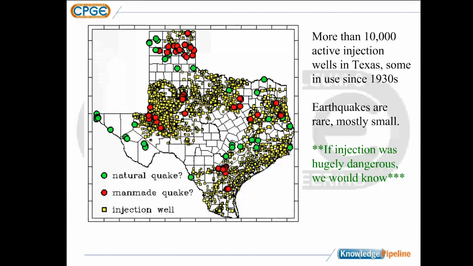Almost all the earthquakes in Texas are very, very small, and they're quite rare. So one thing you get from this picture is that if waste disposal by injection was hugely dangerous, we would certainly know, because Texas would be famous as a state that was just rocked by big earthquakes all the time.